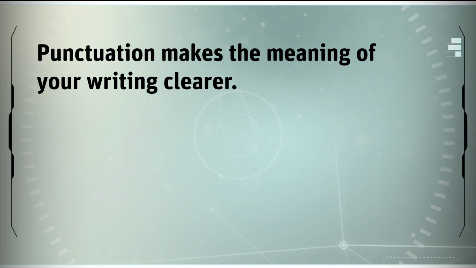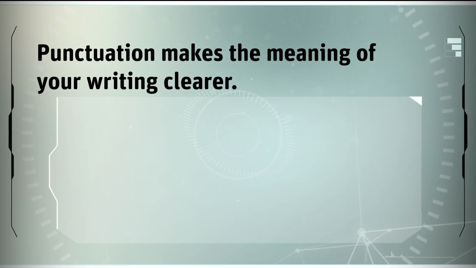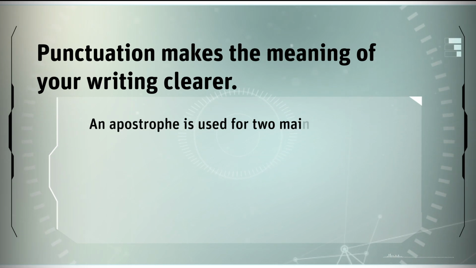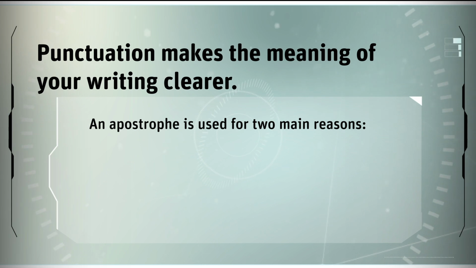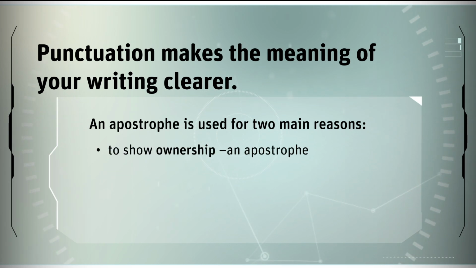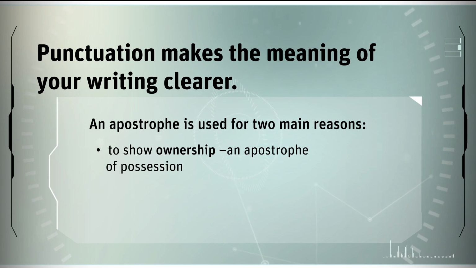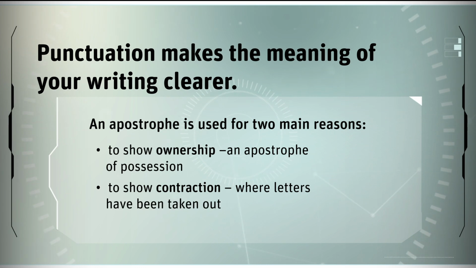The incorrect use of apostrophes is a very common mistake. In this training, we will provide you with some examples of how to use them correctly. Generally, an apostrophe is used for two main reasons. The first is to show ownership, and this is called an apostrophe of possession. The second is to show contraction. This is where letters have been taken out.